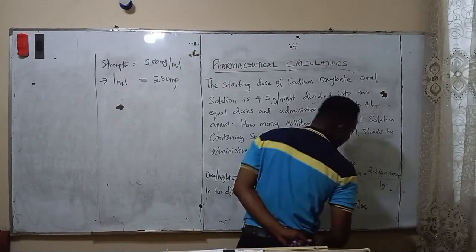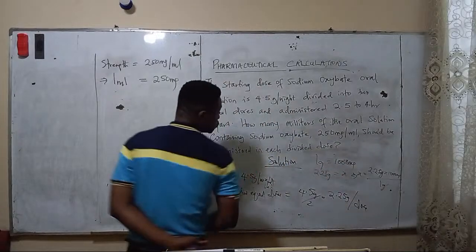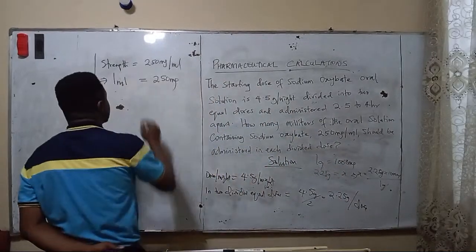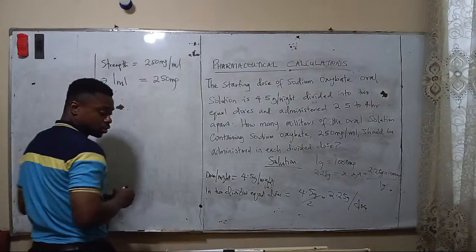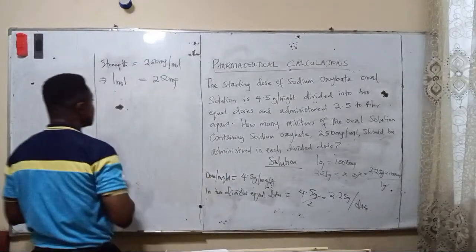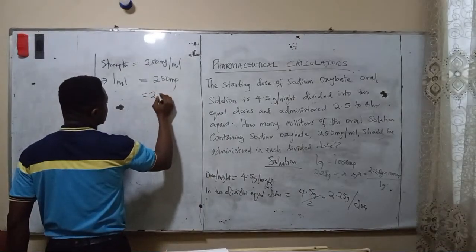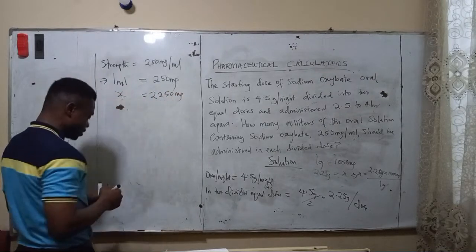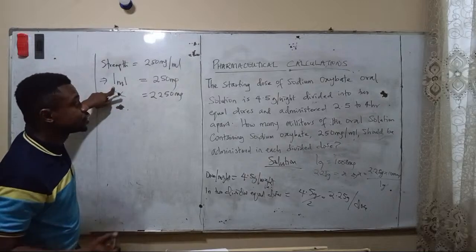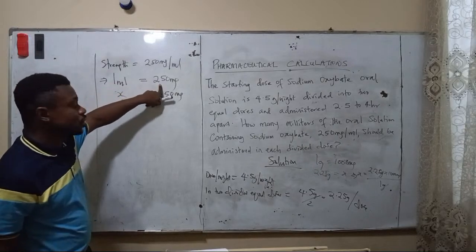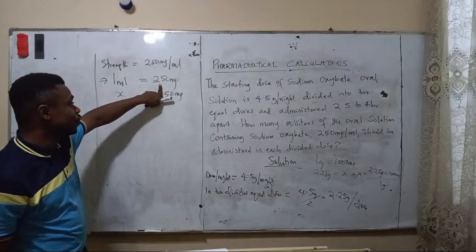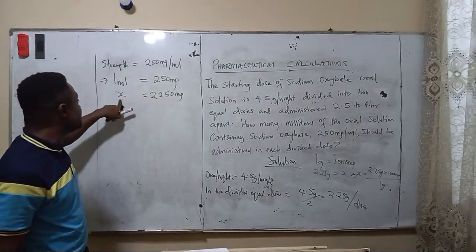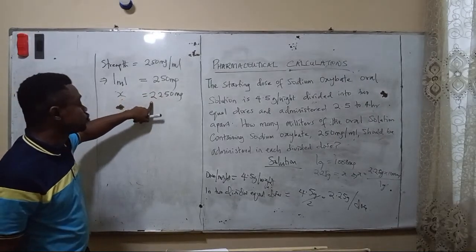So 2.25 grams is simply what? 2,250 milligrams. So here is what? 2,250 milligrams is equal to... 1 ml of the solution delivers 250 milligrams. So how many ml of the solution will deliver 2,250 milligrams?